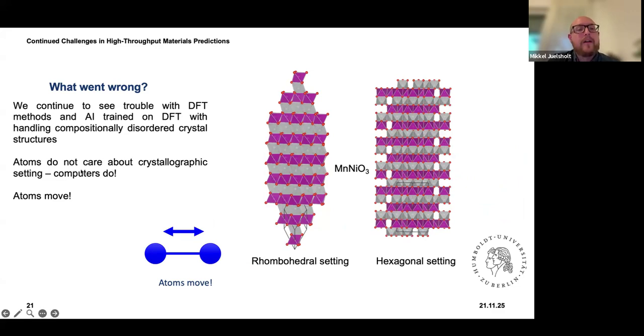But there's also this problem that the atoms do not care about the crystallographic setting. Crystallography is a language we have invented to describe crystals. But computers really care about it, right? So a classic example of this is if you have a structure that can either be in a rhombohedral setting or a hexagonal setting, right? This is the same atomic structure. The atoms correspond in the same way, but it looks very different, even to us, and it will also to a computer. And of course, atoms move. We have to remember that atoms move.